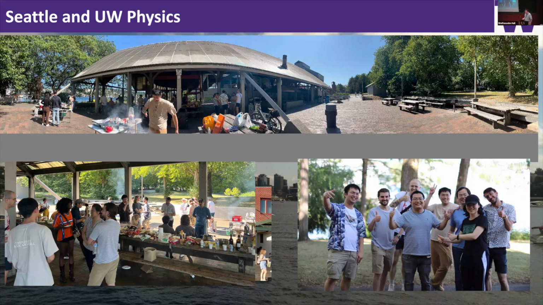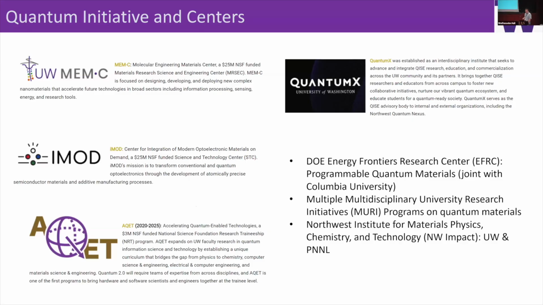Not only do we have these beautiful parks, but at UW we also have many centers. Here I highlight the AMAD center, which is funded by NASA to study optoelectronics. We also have several centers to study quantum effects, as well as EFRCs and MURI, etc. So it's a very active research environment.